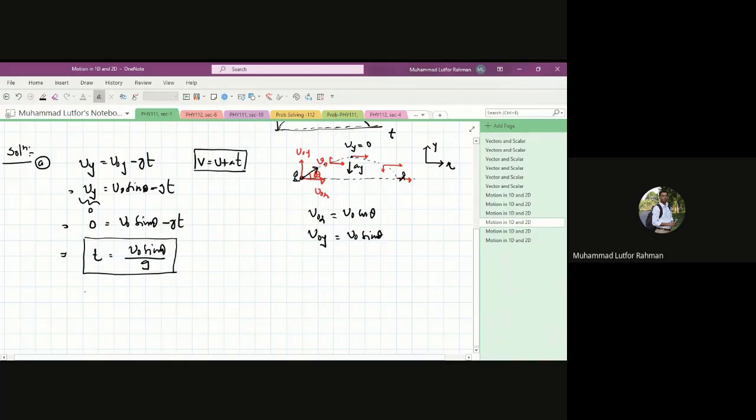Then if we put that value in without writing it out, you can find out the T. If you put that value, T should be 1.27 seconds. So this is the answer to part A: how much time it will take to reach that maximum height.